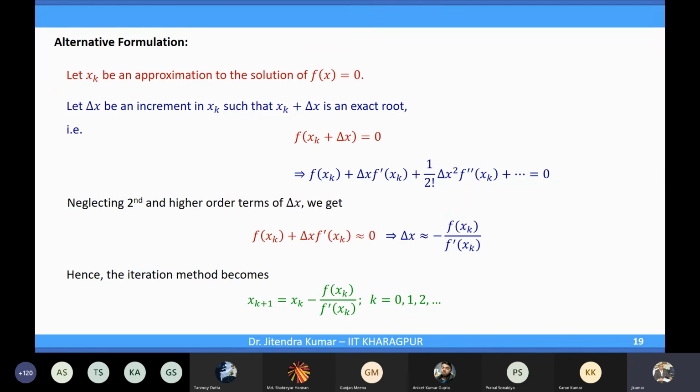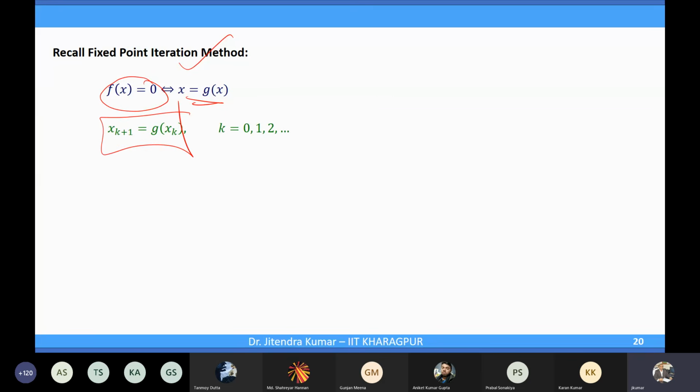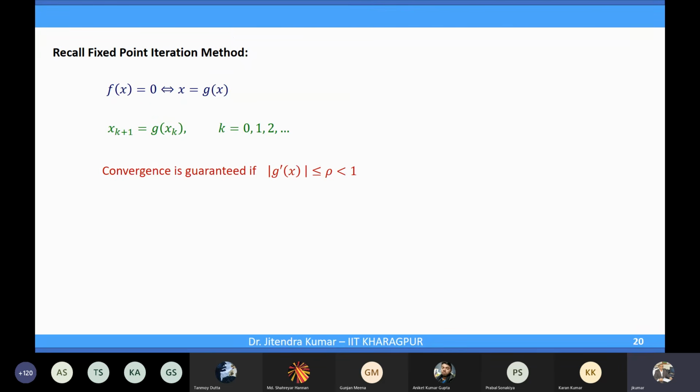Well, so just recall from the fixed point iteration method where f(x) was written as x is equal to g(x), right? You still remember. And then we had set up the scheme as x(k+1) is equal to g(xk). There is a close relation with the fixed point iteration method. That's what I am repeating here.